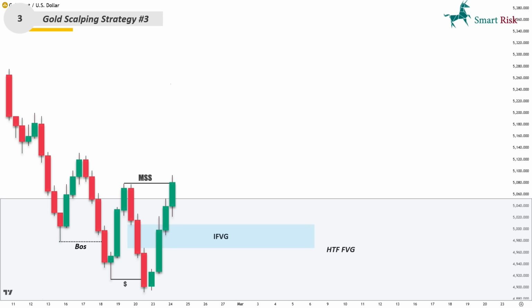When this inversion fair value gap forms, it often acts as a new support level, and this is the area where you start looking to open your long position. Now the next step is executing your position. To do that, you have two options.